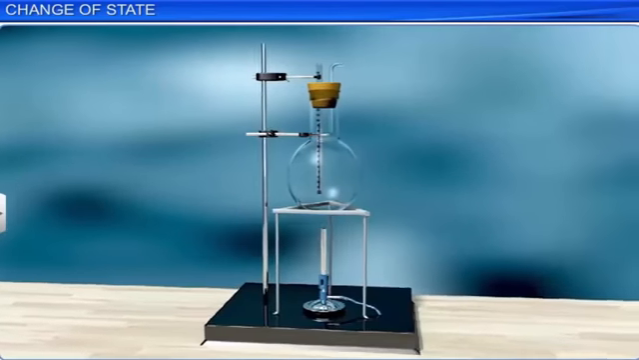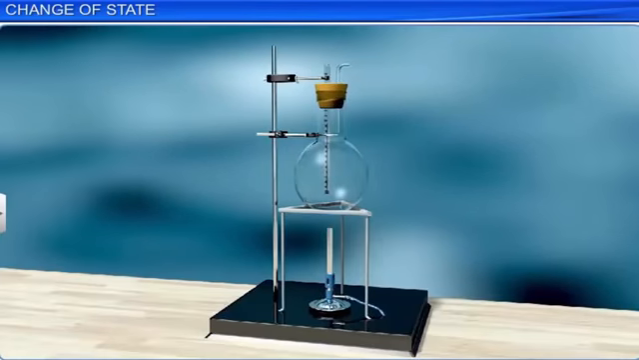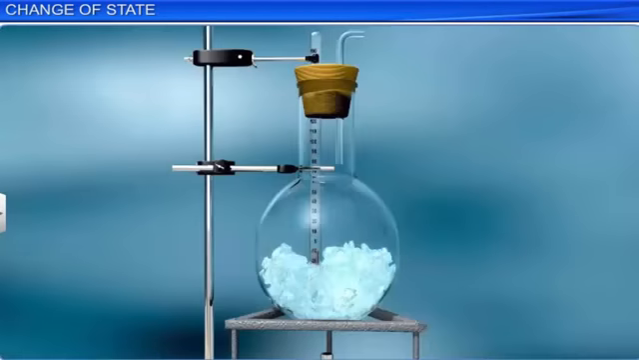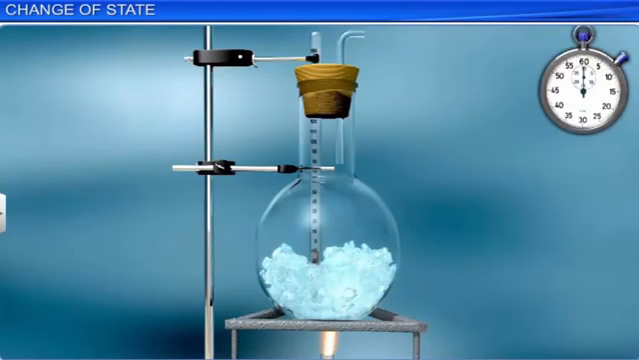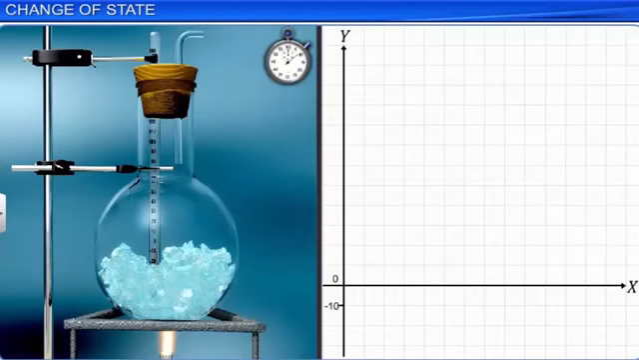Consider a round bottom flask with a thermometer and steam outlet fixed through the cork. Place some ice cubes at minus 10 degrees centigrade in the flask and start heating. Now, let us observe the change in the temperature of the contents and plot a graph between temperature along the y-axis and time along the x-axis, as it is an independent quantity.